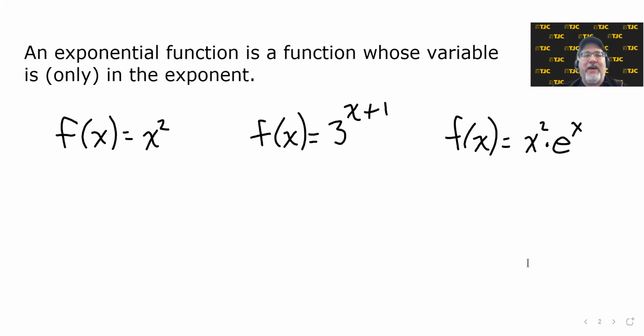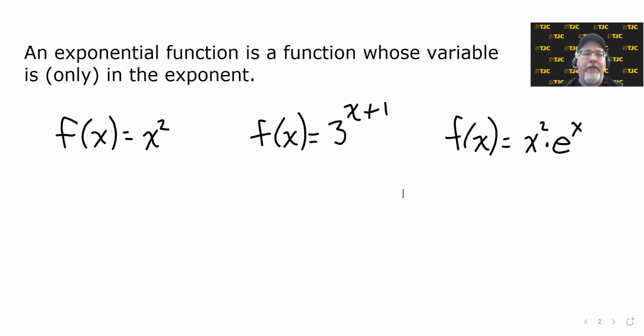The first function is f of x equals x to the second power. The second function is f of x equals 3 to the x plus 1 power. And the third function is f of x equals x squared times e to the x power, whatever e is. We'll get to the e in a moment, but for now, I'll just tell you it's a number like pi. It's just a symbol that represents a number. We'll talk more about that in its own video soon. So which of these do you think is an exponential function based on this definition?